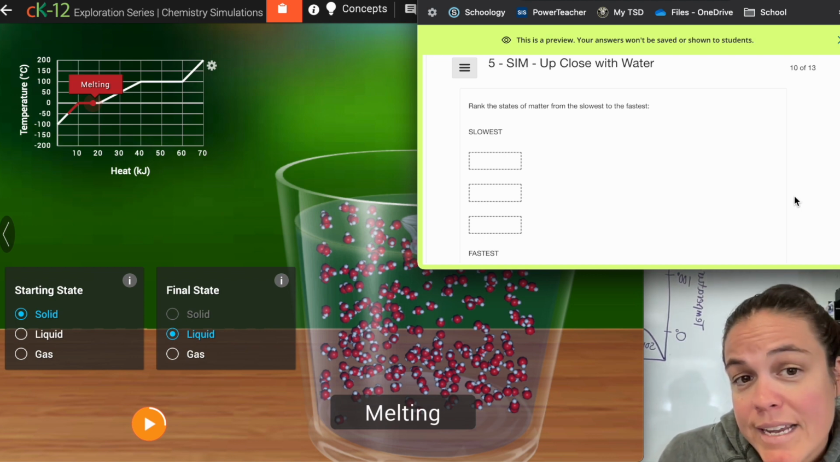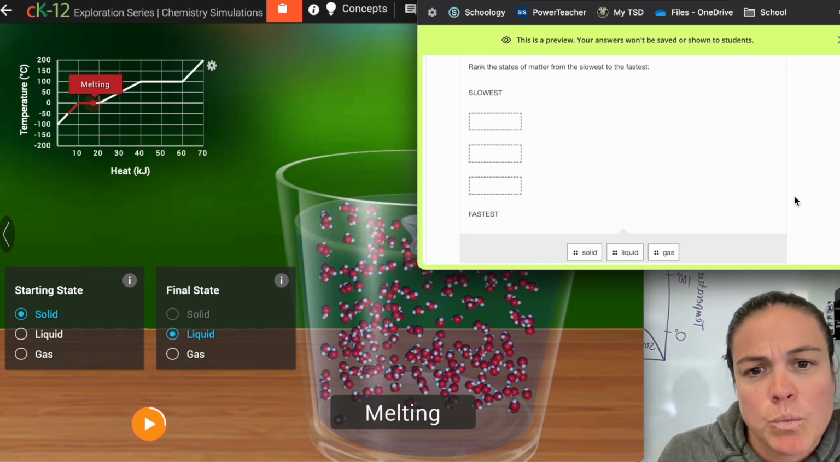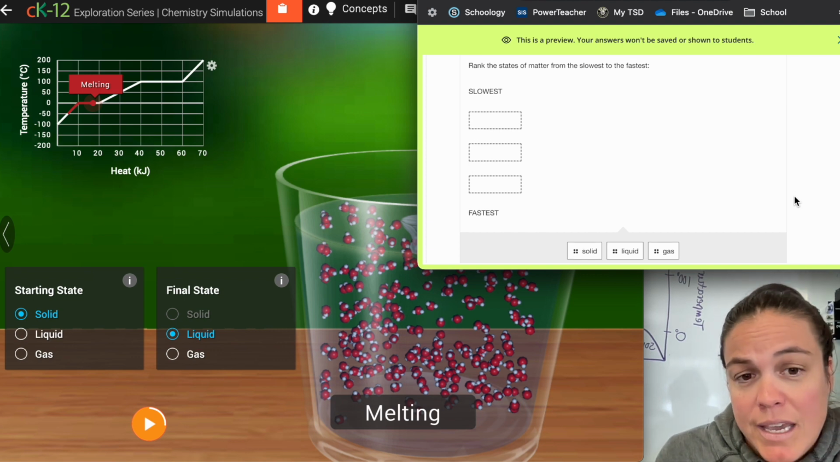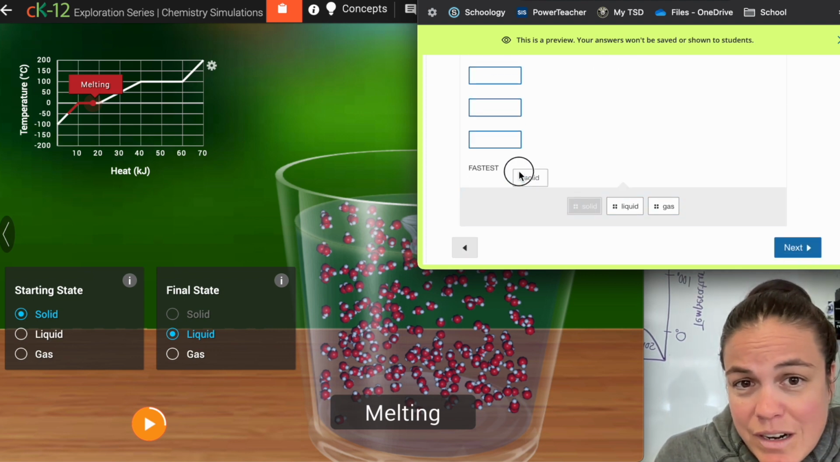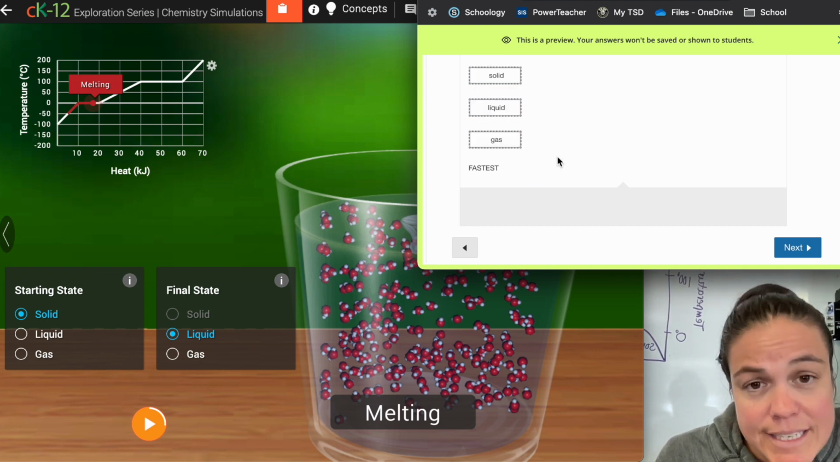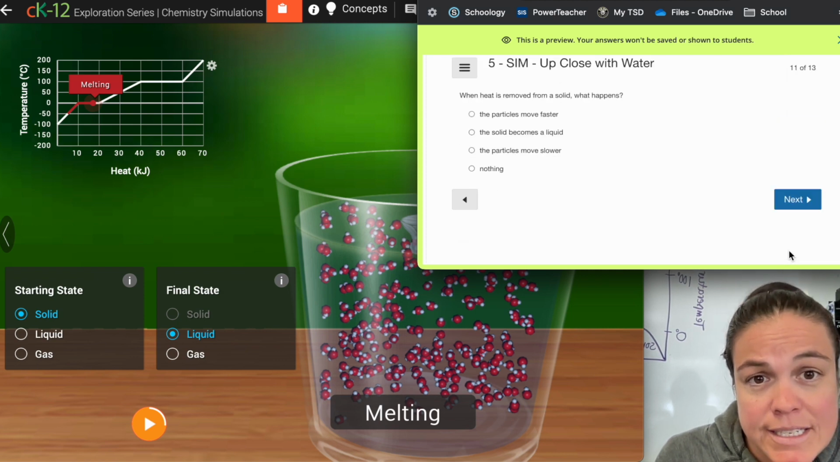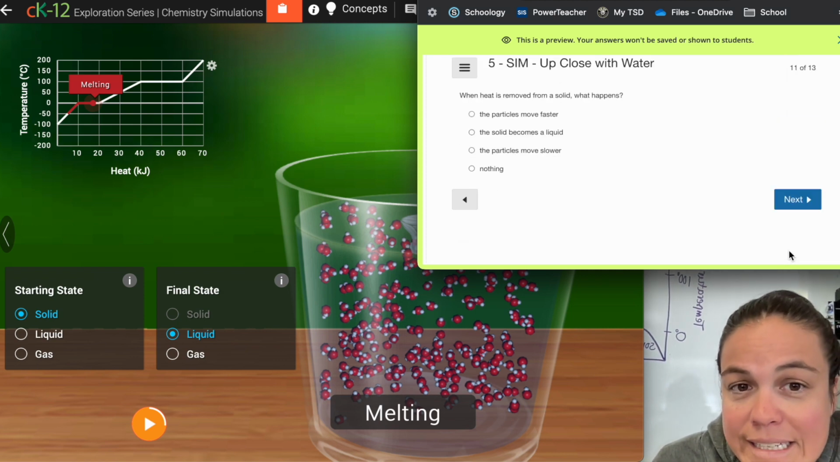Now, rank the states of matter from the slowest to the fastest. We have looked at this a couple times in the simulation. The slowest are going to be those solid particles, followed by the liquid, and then finally the gas is the fastest. When heat is removed from a solid, what happens?